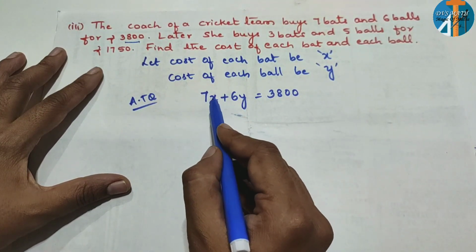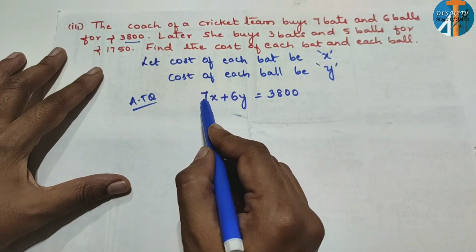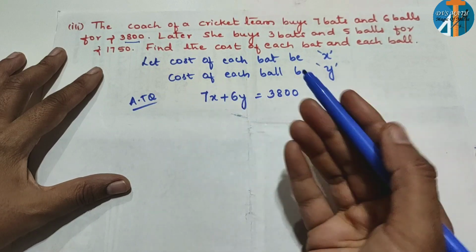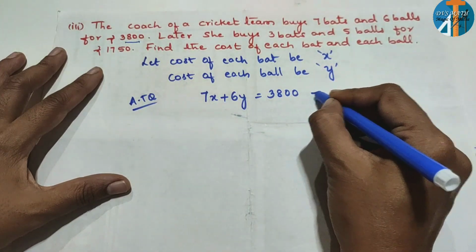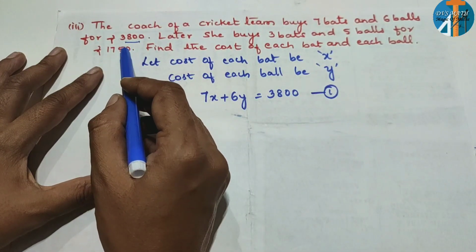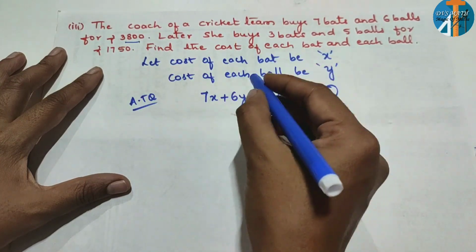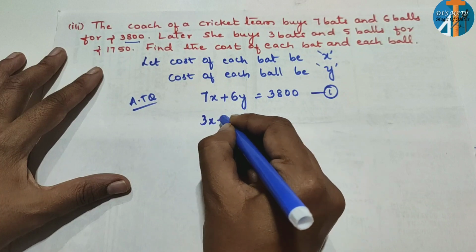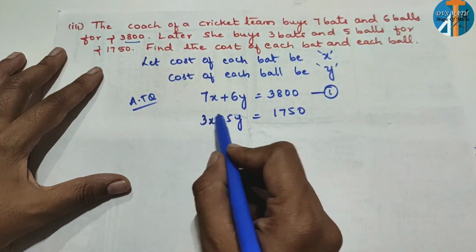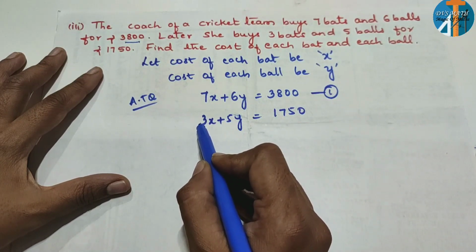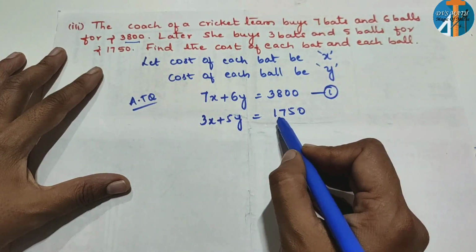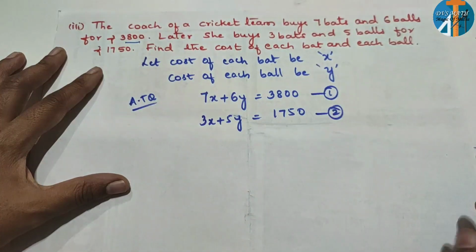You can consider here the cost of one bat is multiplied with 7 plus the cost of each ball multiplied with 6, and if you add those together, the sum is 3,800. So consider it as equation 1. Then what is our second case? 1,750, right? Here 3 bats. That means 3x plus 5y is equal to 1,750. Here the cost of 1 bat is multiplied with 3 bats, and the cost of each ball multiplied with 5 balls. So the sum together is 1,750. Consider it as equation 2.